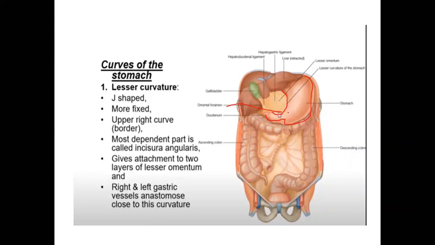The left gastric vessels as well as the right gastric vessels combine here at this point of the lesser curvature and form an anastomosis. So the lesser curvature has very much importance. It is the most fixed part of the stomach, and it is the dependent part, which is called the incisura angularis. It is the point of attachment to the layers of the lesser omentum, and it is the most important place where the anastomosis of the right and the left gastric vessels occurs.